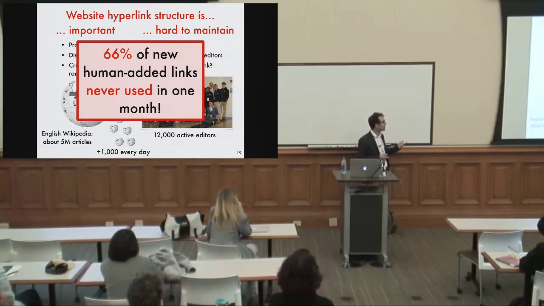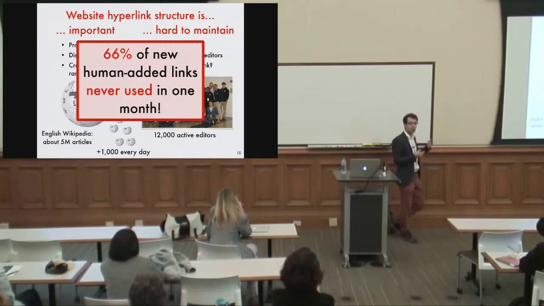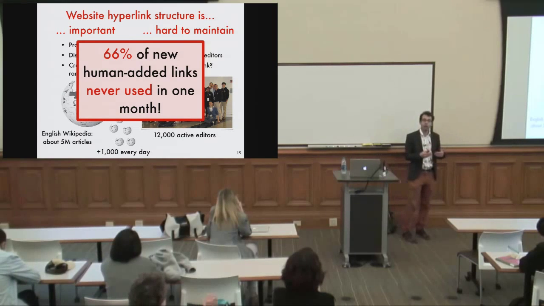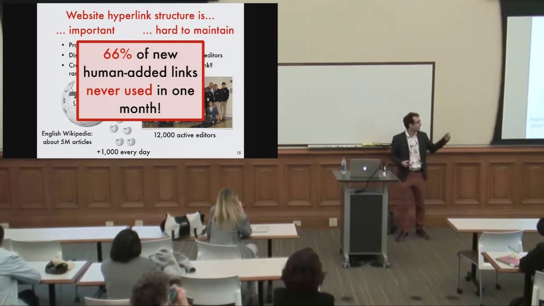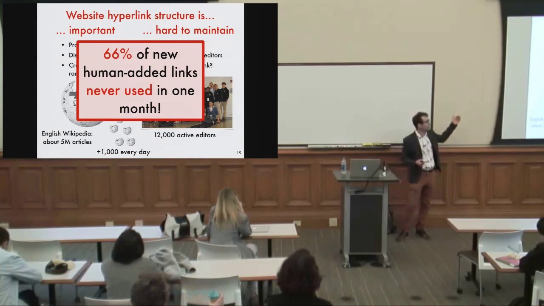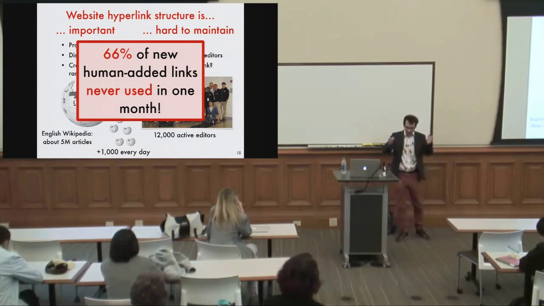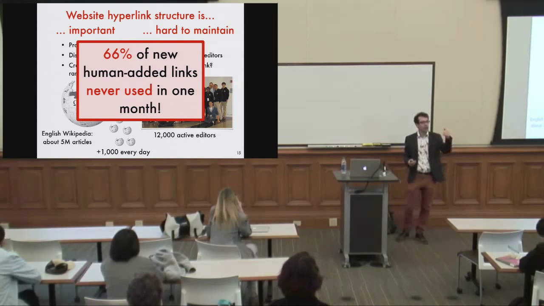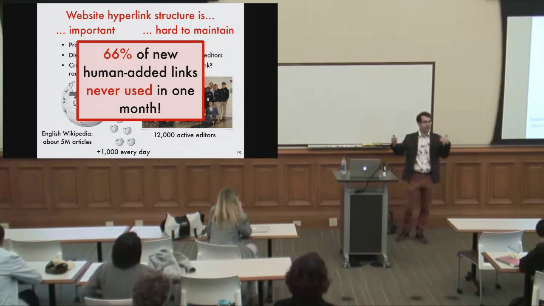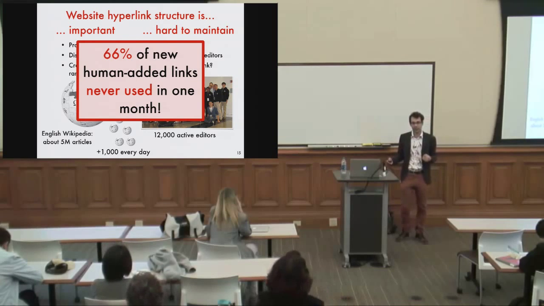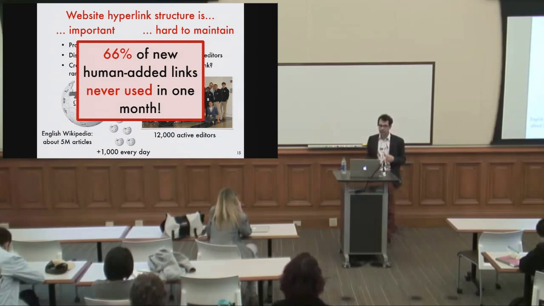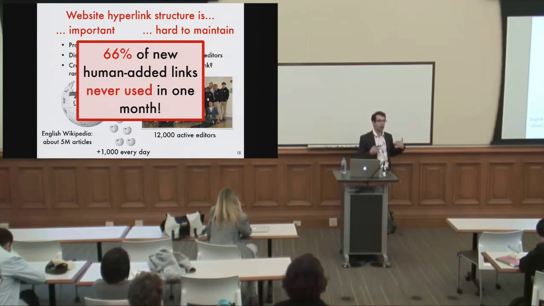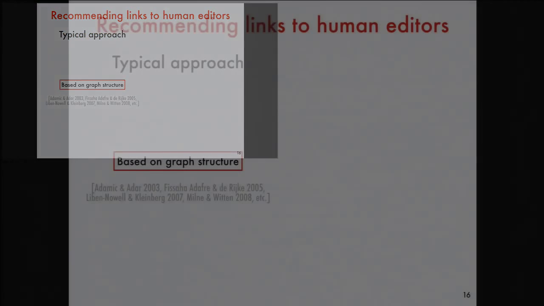Plus, we found empirically that the links that editors do add are oftentimes not very useful. We find that 2/3 of all human-added links, so all the links that are added by human editors within 1 month, aren't even used a single time in the entire month after the link was added. So it's clear that there is a need for automated methods to support humans in improving the hyperlink structure.